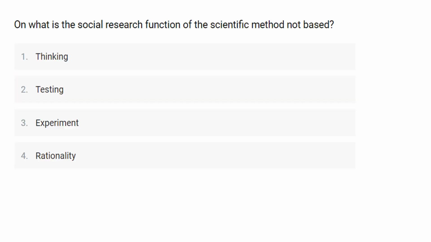On what is the social research function of scientific method not based? So here in this question they ask you on what the social research function of the scientific method is not based, for which the four options are there. The first one is thinking, second one is testing, third one is experiment, and the last one is rationality. Okay. The social research function of the scientific method is not based on the thinking.